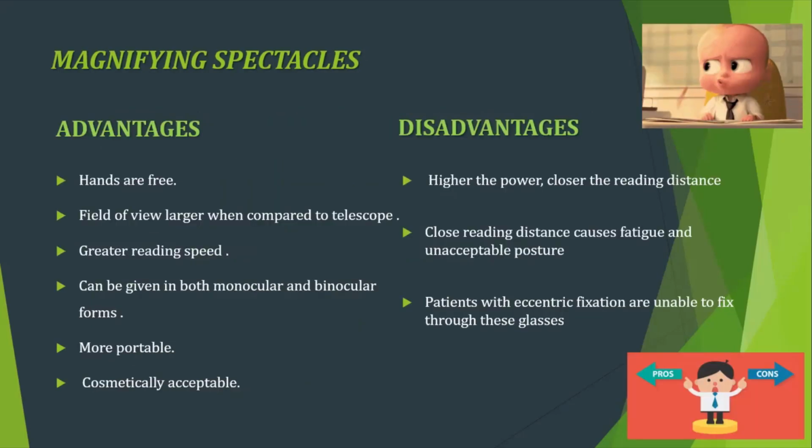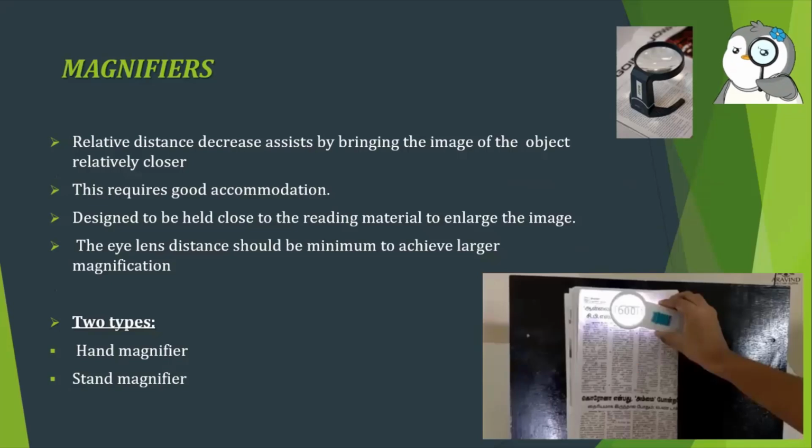So the main advantage: hands are free, they don't have to hold it like a stand or a hand magnifier. Field of view is larger compared to a telescope, greater reading speed, more portable and cosmetically acceptable. Disadvantage: they have to be very close to the book, and the patient will have difficulty with eccentric fixation. Magnifiers, this can be a hand or a stand magnifier, but this requires good accommodation.